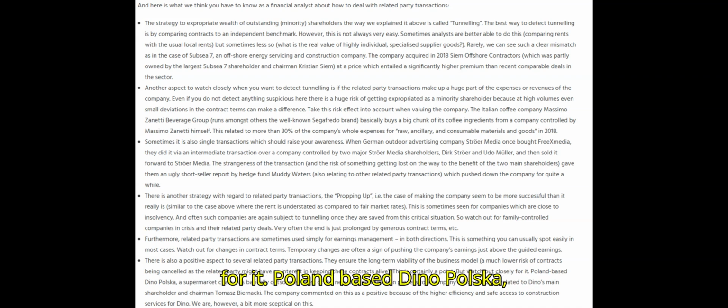Poland-based Dino Polska, a supermarket chain, has basically outsourced most of the new sites' construction process to a company which is closely related to Dino's main shareholder and chairman Tomasz Biernacki. The company commented on this as a positive because of the higher efficiency and safe access to construction services for Dino. We are, however, a bit more skeptical on this.